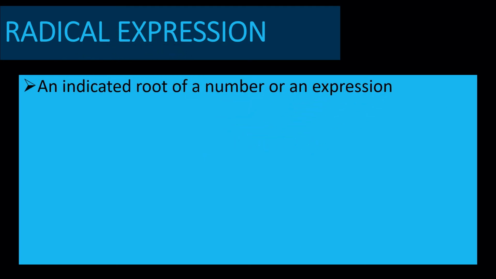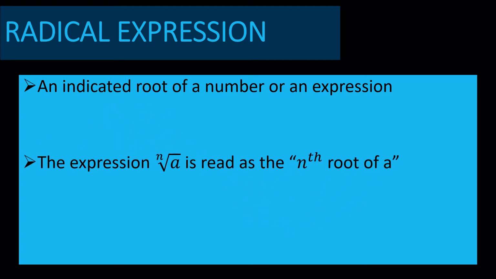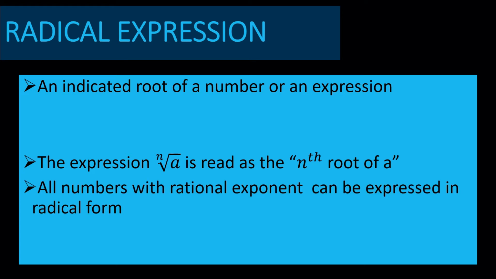Radical expression is an indicated root of a number or an expression. The expression that you see on the screen is read as the nth root of a. So for example, if n is equal to 2, we read that one as the square root of a or the second root of a. If n is equal to 4, then we read that as the fourth root of a, and so on. All numbers with rational exponent can be expressed in radical form, and that will be the focus of this tutorial video.